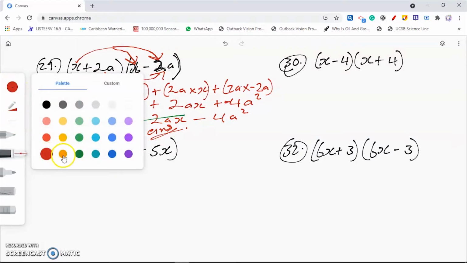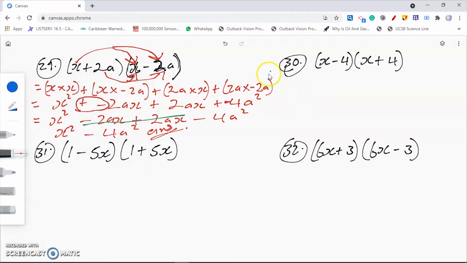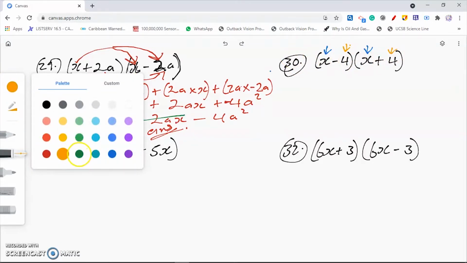Now there is a simpler way to do this particular question, where we have the same term here as here, and also the same term here as here. Also to use this method, the signs here and here must be different.